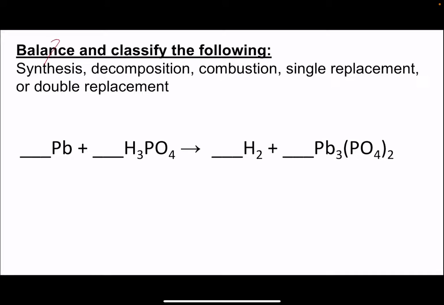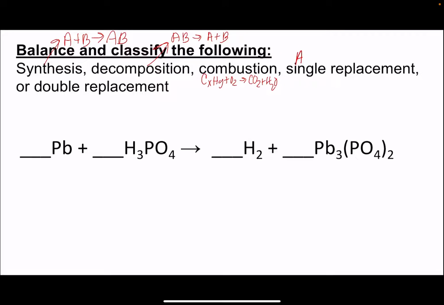So remember that a synthesis is coming together. A plus B yields AB. Decomposition is the opposite, the breaking up. So we have AB yields A plus B. Our combustion is some hydrocarbon plus fuel, O2, always yields the same two products, CO2 plus water.